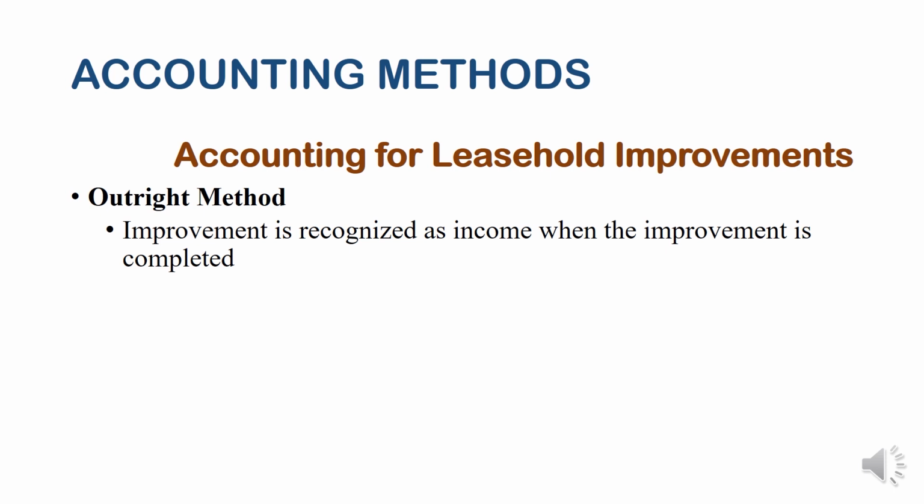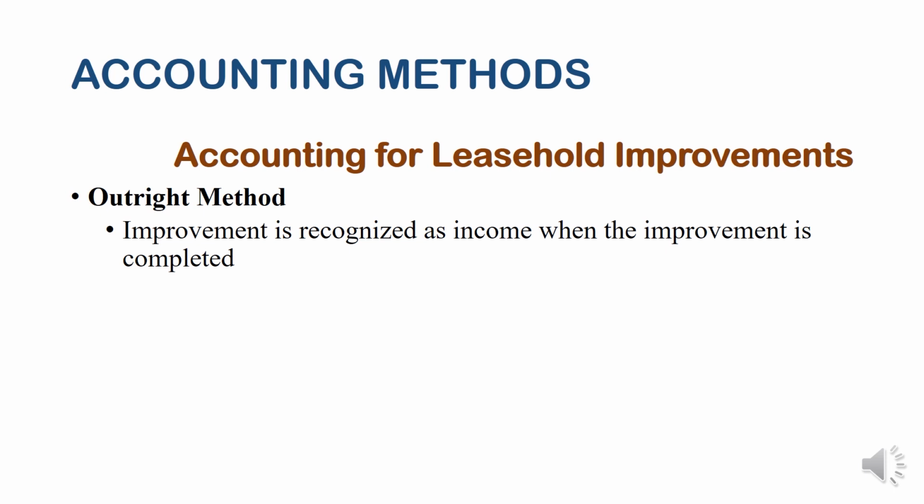Okay? So you might be asking, how much, or to what extent, should the lessor report the improvement as his income? Well, the answer is simple. If the lessor is using the outright method, then the entire fair value of the improvement shall be considered as income. In that case, the fair value is equal to the cost of the improvement as constructed by the lessee.